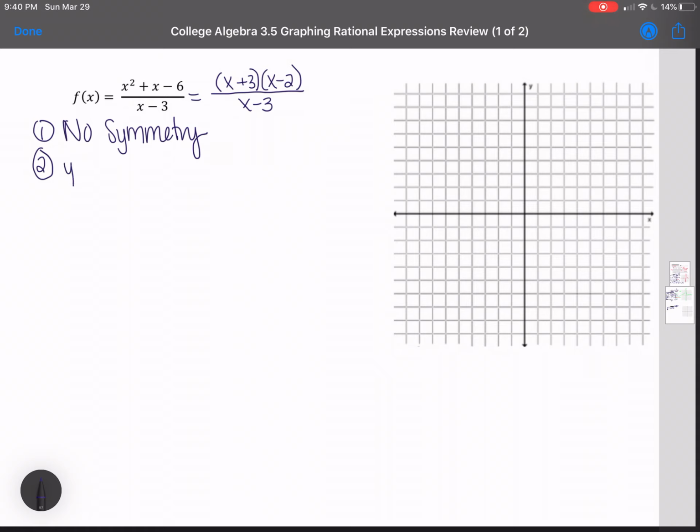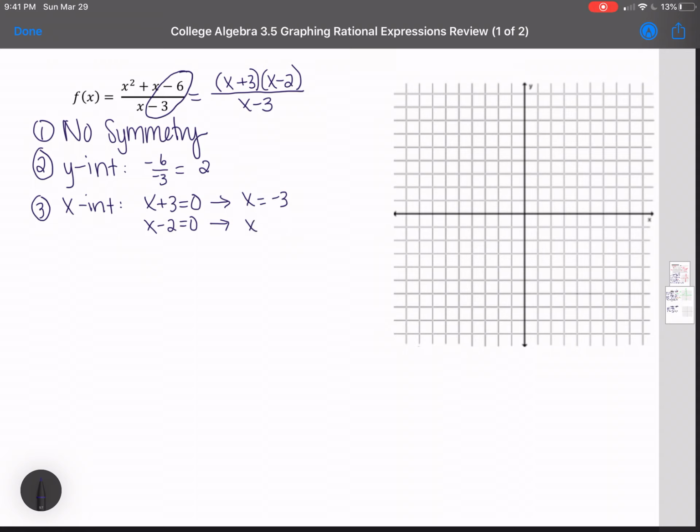Okay, if we find our y-intercept, plug in 0, remember when we plug in 0, we can just look at our constants. So we have -6 over -3, which reduces to just be 2. Our x-intercept, so since we already factored, we can just look at our numerator. X plus 3 equals 0, which tells us the x-intercept is x equals -3. And if x minus 2 equals 0, our x-intercept is positive 2.